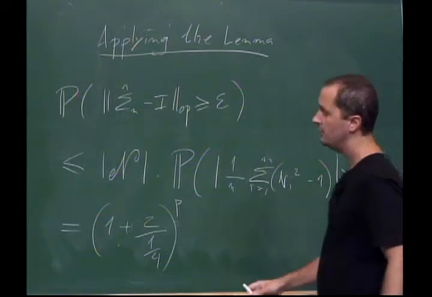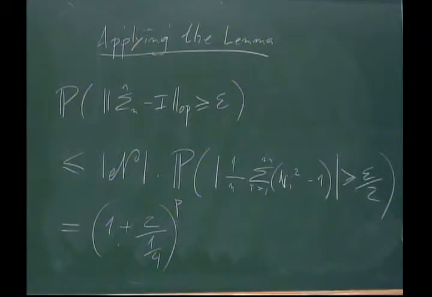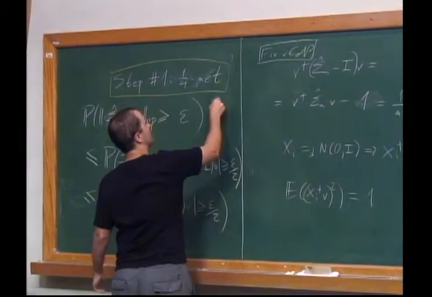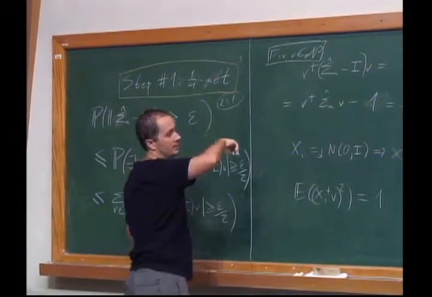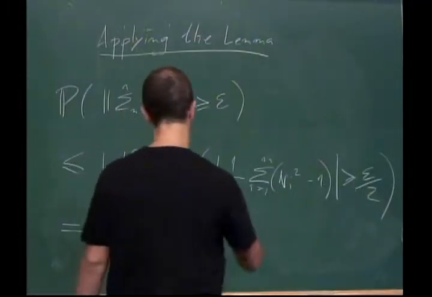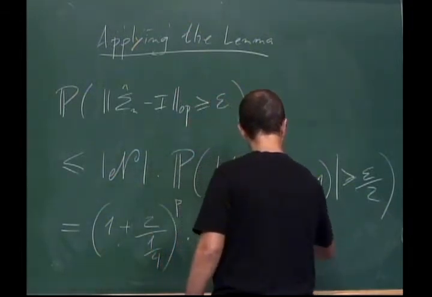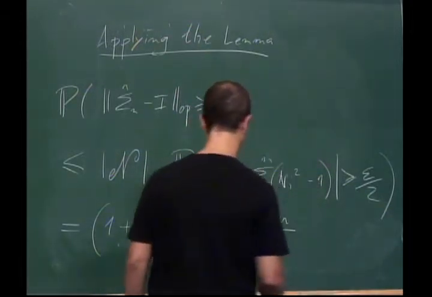And for this thing here, all we need is some condition on epsilon, right? So let's say from the outset that epsilon is less than 1. And then you get here twice e to the minus epsilon squared n divided by 16.